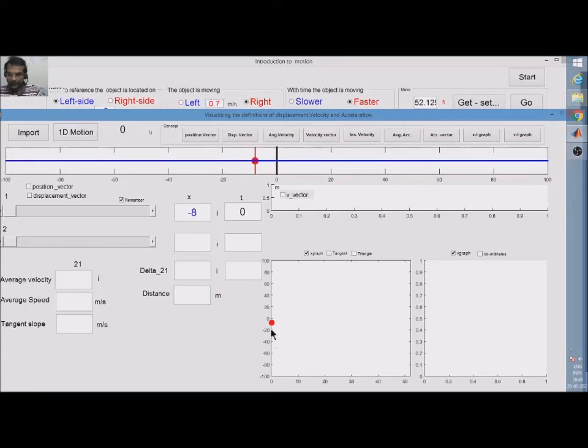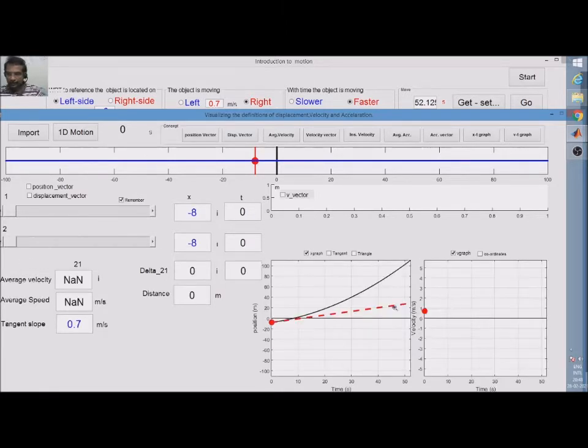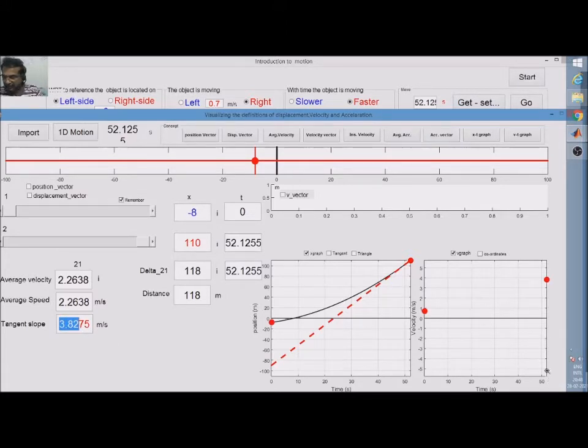So this is at t equal to 0, the position is at -8 meters. Now this is the position time graph for the entire time history of 52.12 seconds. And on the velocity time graph, the initial velocity of 0.7 is put. At t equal to 0, it is 0.7, and at the end of the simulation, which is 52.12 seconds, the velocity would have been 3.82 meter per second. So at the end of the simulation it is somewhere around 3.82.